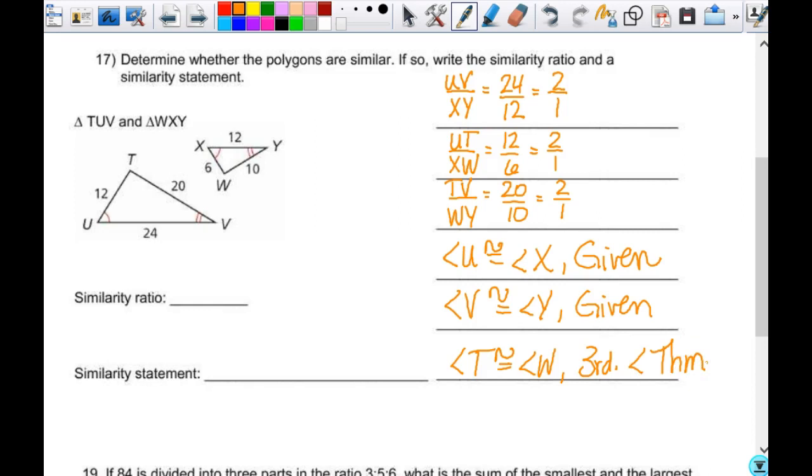So they are similar, and since it's TUV to WXY, similarity ratio means this one has to be on top. So it's 2 to 1. Similarity statement is that triangle TUV is similar to triangle WXY.